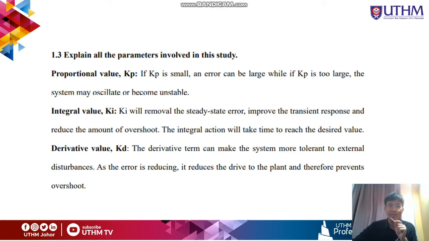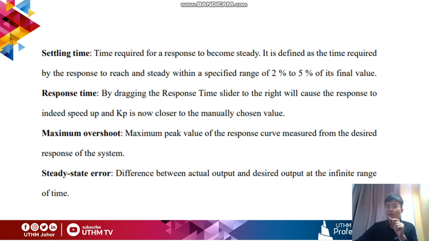Next will be derivative value Kd. The derivative terms can make the system more tolerant to external disturbance as the error is reducing. It reduces the drive to the plant and therefore prevents overshoots. Next, we have settling time, the time required for the response to become steady. It is defined as the time required by the response to reach and stay within a specific range of 2% to 5% of its final value.